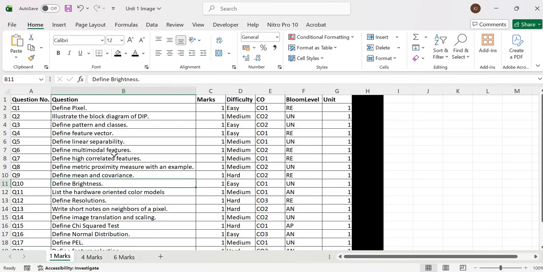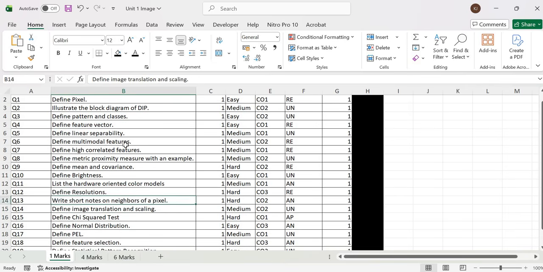So for preparation of this section, a student should prepare definitions, keywords, technical terms, important formulas, basic concepts, and small differences between terms. You can see like this, define pixel. Generally, I'm talking about the difference between pattern and classes. You can do like this. You can say pattern or pattern recognition.